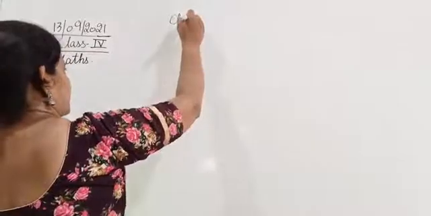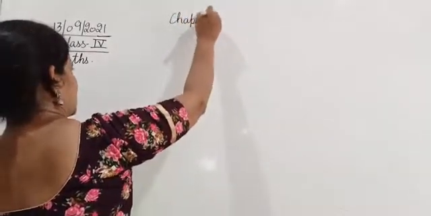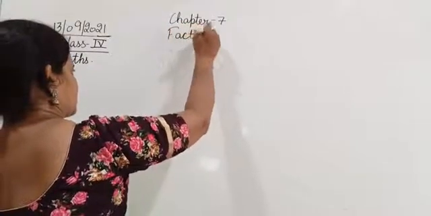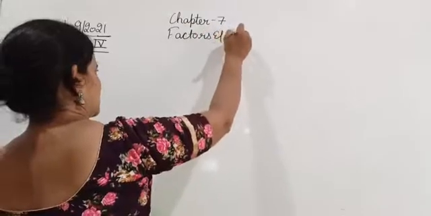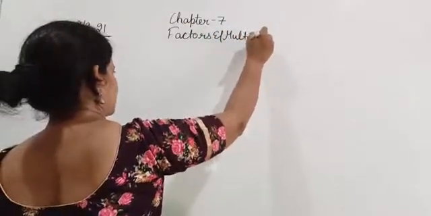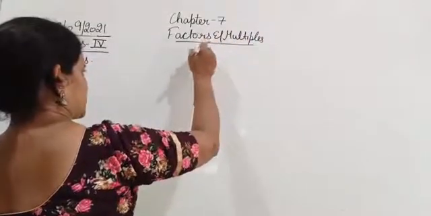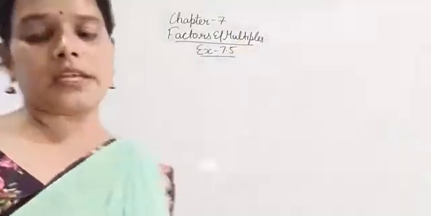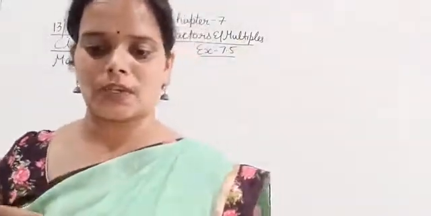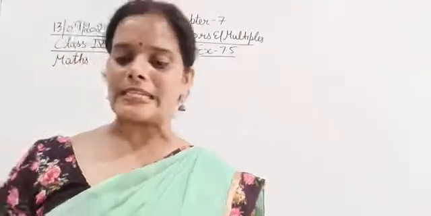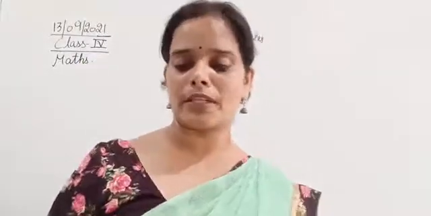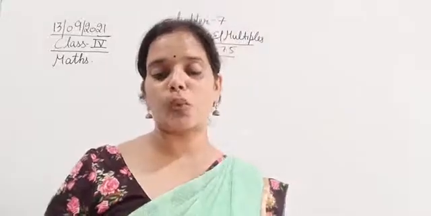So first of all, let's write the topic: chapter 7, factors and multiples, exercise 7.5. Clear? So let's begin with the B part of question number 4. List the first 3 common multiples of 2 and 4.